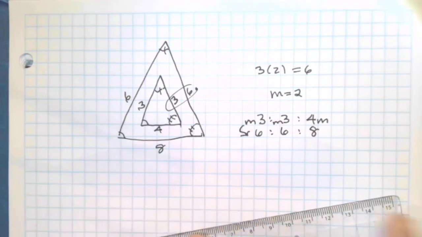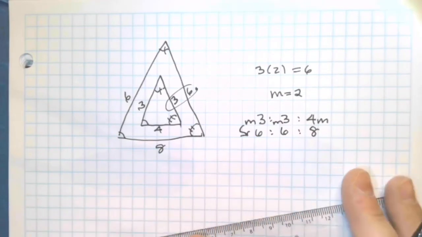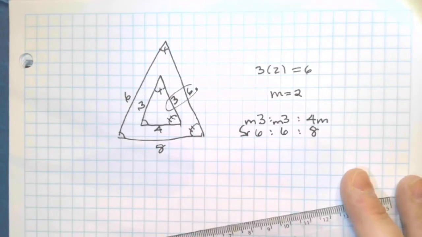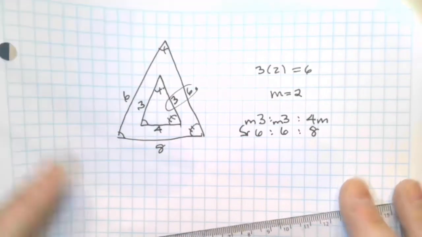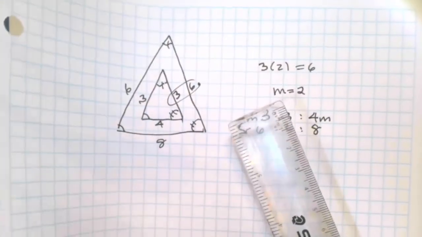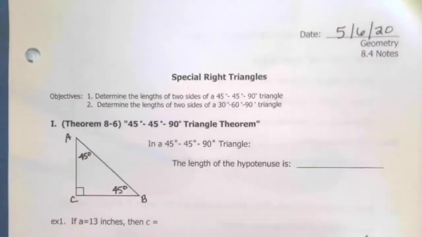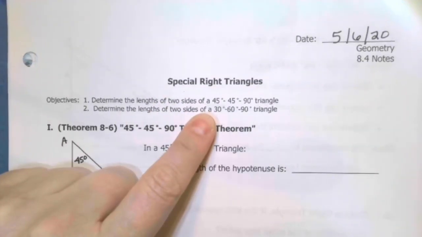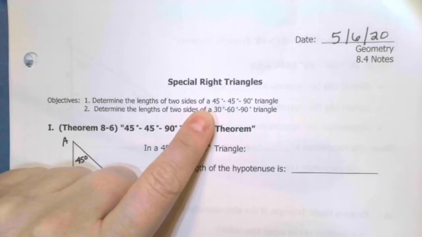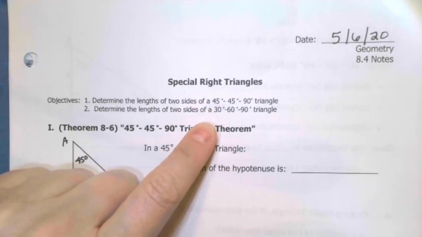So these were similar triangles. We made the sides into a ratio and figured out the magic multiplier to get missing side lengths. So the new material in 8.4 is actually very close to this. The difference is we're going to start to recognize some very special right triangles. These are triangles that come up more often in science and in math than the others. And there are 2 special right triangles we learned, a 45-45-90 triangle and a 30-60-90.